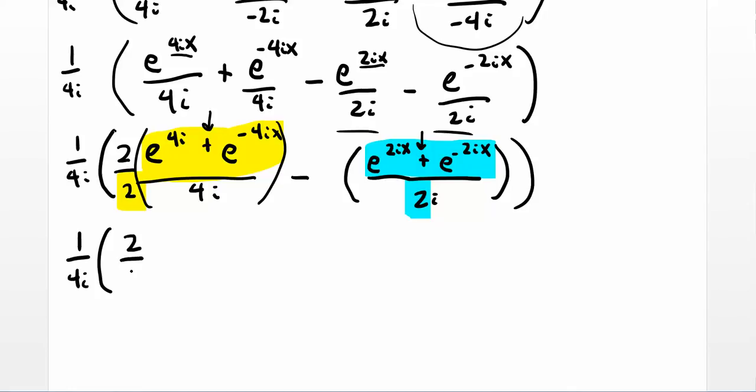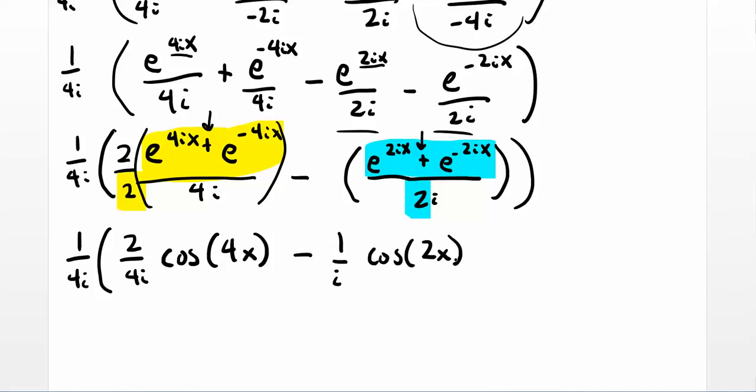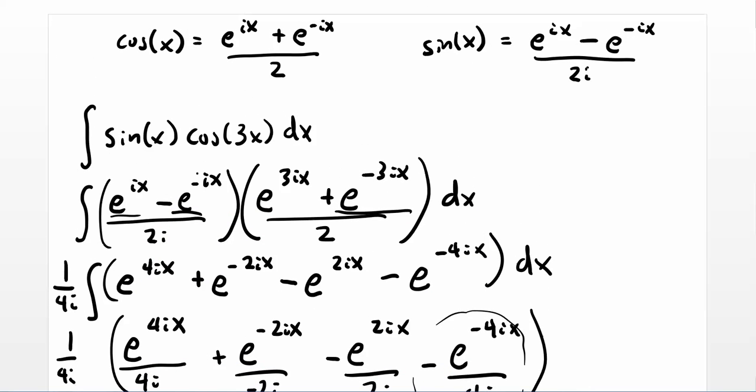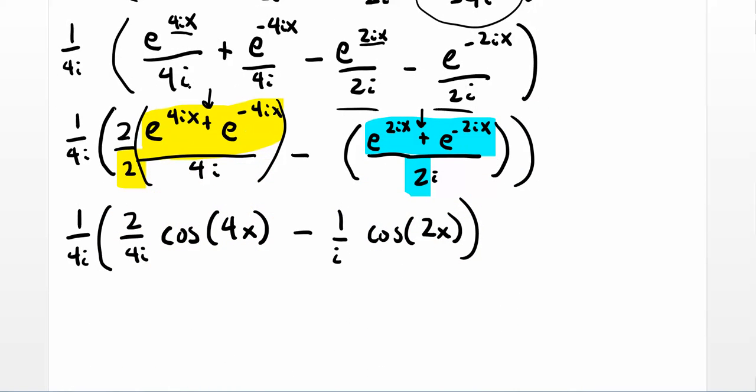So what am I left with? I have 2 over 4i, and then the yellow highlighted part becomes cosine of not x, because you don't have x up here. You have 4x in the exponents, so this becomes cosine of 4x. And then same thing here, what am I left with? 1 over i. And then the highlighted blue part becomes cosine of 2x. Now I started with a real valued function. There's no i's in here, so I need to end without i's.